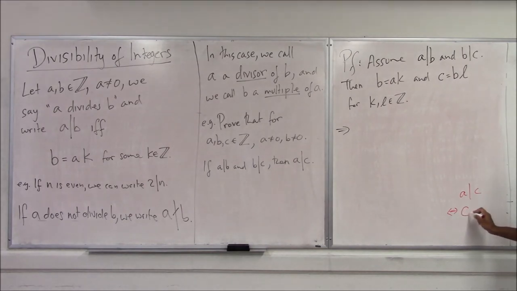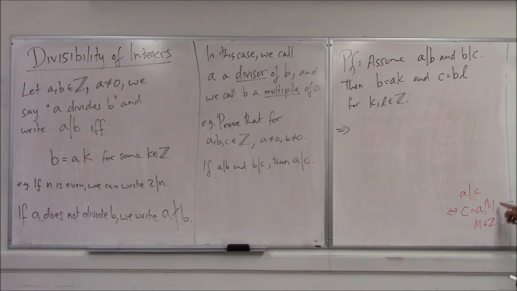Right, so C equals A times some integer, right? Let's call it N, where N is an integer. So you need to know that this is where you want to end up. That will help you choose what kind of ideas you want to employ, what kind of manipulations and substitutions you want to do. At the end of the day, you need to show that C is equal to A times something. So probably starting with C is going to be a good idea.